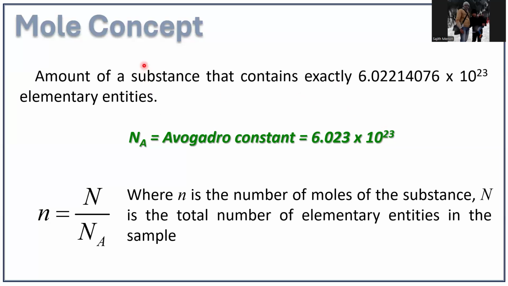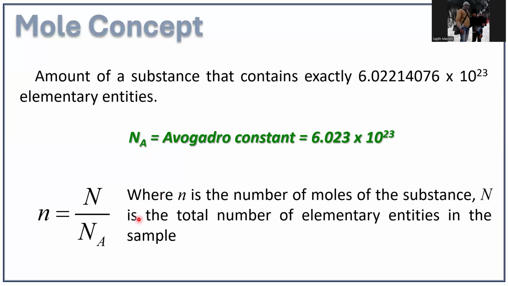So welcome students. In this class, we will be dealing with a very important concept in chemistry, which is known as the mole concept. The mole can be defined as the amount of a substance that contains exactly 6.022140076 × 10^23 elementary entities. This number, which can be approximated to 6.023 × 10^23, is known as the Avogadro constant, usually represented by the symbol Na.